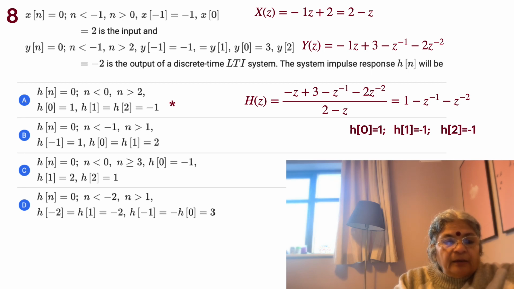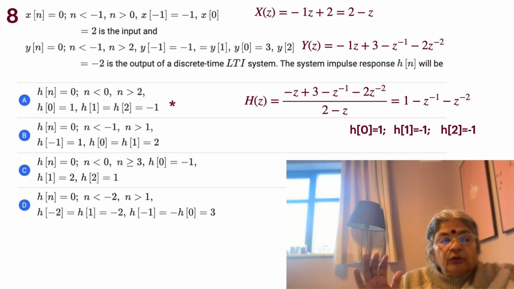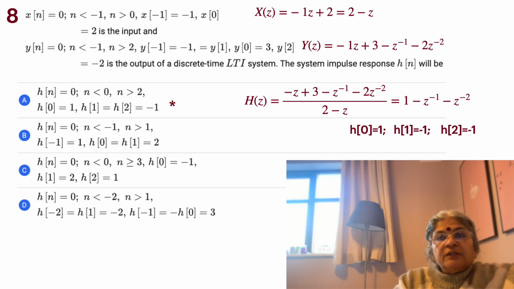So we see that Hn is not equal to 0 between 0 and 2, and of course H0 is equal to 1, H1 is equal to minus 1, H2 is equal to minus 1. Okay, so I repeat, in this case what we did was that we remembered that Hz will be obtained by Yz by Xz. So we calculate Yz and Xz based on the amplitude, as also the time location of the sequences described by Xn and Yn.